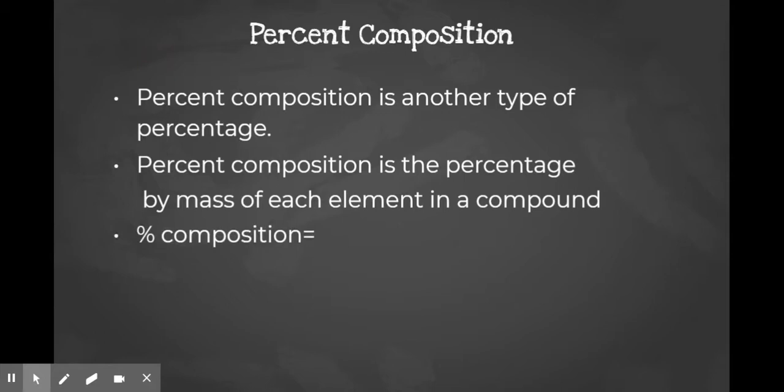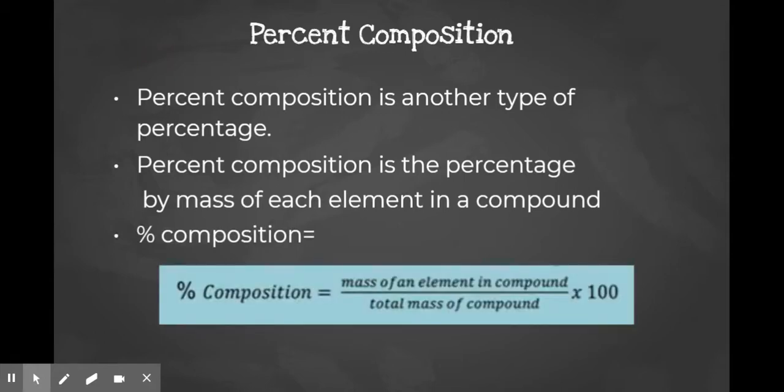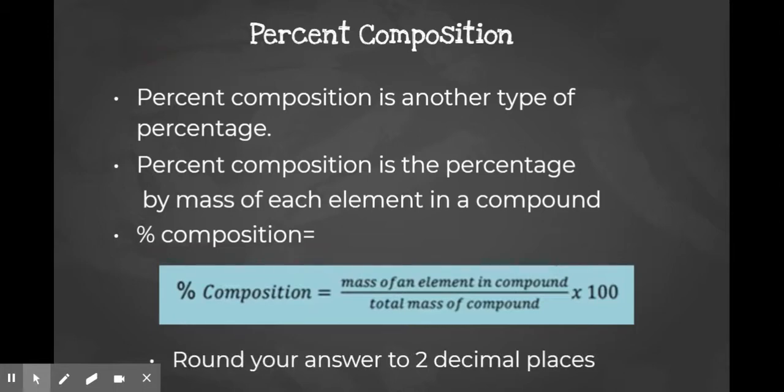The equation for percent composition looks like this. It's just the mass of an element in a compound divided by the total mass of the compound times 100. So very similar to the general percent equation, except now we're talking about a specific thing, not just in general. And we usually round our answer to 2 decimal places when we do these problems.